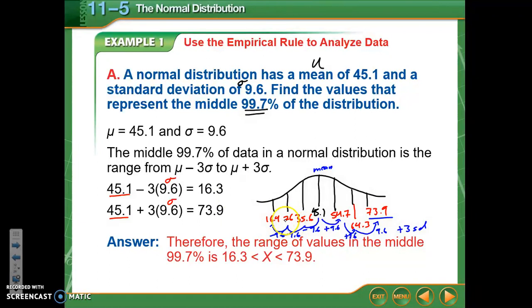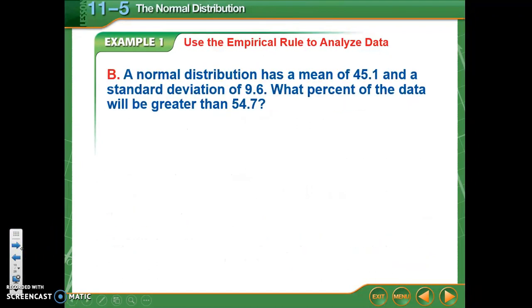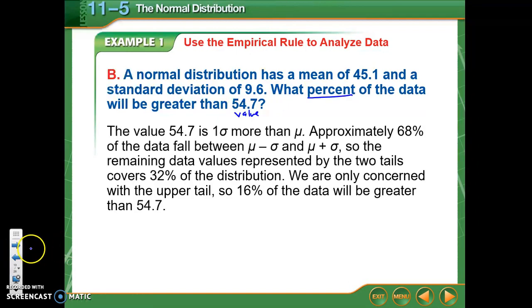But I can draw my picture and do the math and get those values in the same way, or I can just use the formula. All right, part B says what percent of the data will be greater than 54.7. So this 54.7 is a value, not a percent. Again, I have my mean of 45.1.